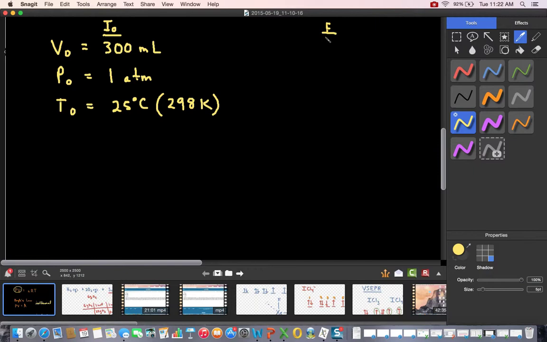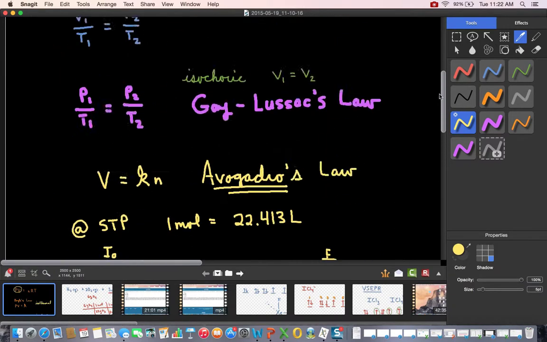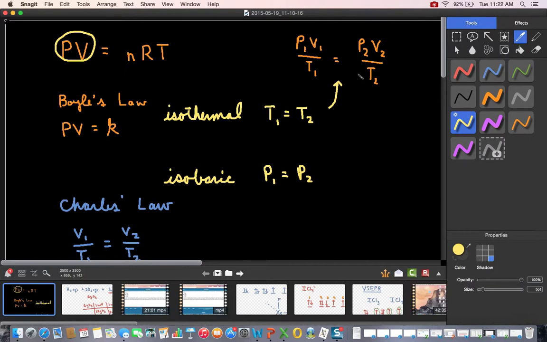Our final conditions for volume, this is what we want to find. Our final pressure is 3 atmospheres. And our final temperature, like our initial temperature, is 25 degrees Celsius. Clearly what we have here is Boyle's law. Notice I have isothermal conditions. The initial temperature and the final temperature are the same. So if we go back to the combined gas law, these guys are the same, and P1V1 equals P2V2.